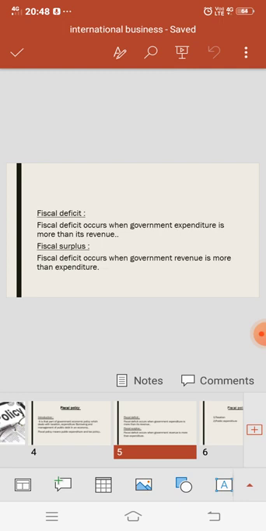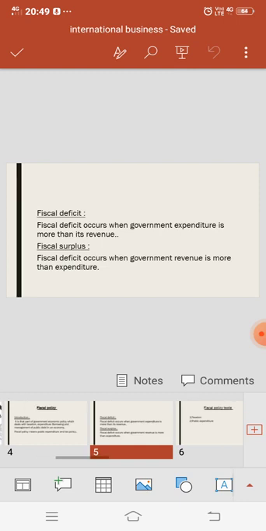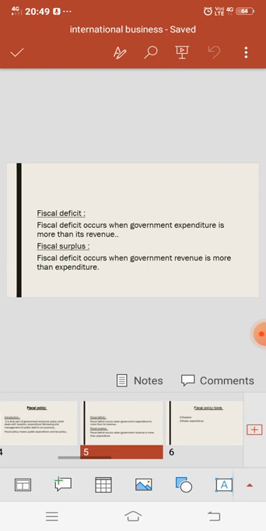Fiscal deficit and fiscal surplus. Fiscal deficit occurs when government expenditure is more than its revenue. Fiscal deficit is equal to total expenditure minus total receipts. Fiscal surplus is the opposite of the fiscal deficit. Fiscal surplus occurs when government revenue is more than its expenditure. Fiscal surplus is equal to total receipts minus total expenditure.